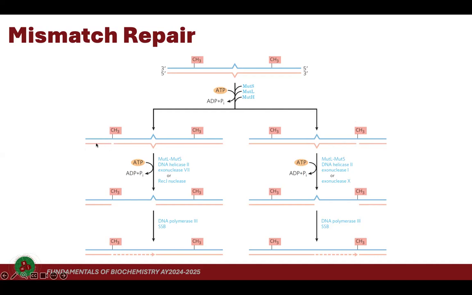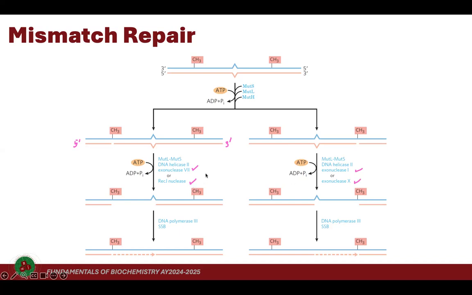So if our perspective is on the newly synthesized DNA strand, we are going from 5' to 3', right? From left to right. So this is the 5' end of your daughter strand, and this is the 3'. If it is upstream of the mismatch, then you need exonuclease 7 or the RecJ nuclease to remove an oligonucleotide. This oligonucleotide will contain the mismatch base. And if your nick is downstream of your mismatch, you need exonuclease 1 or exonuclease X.